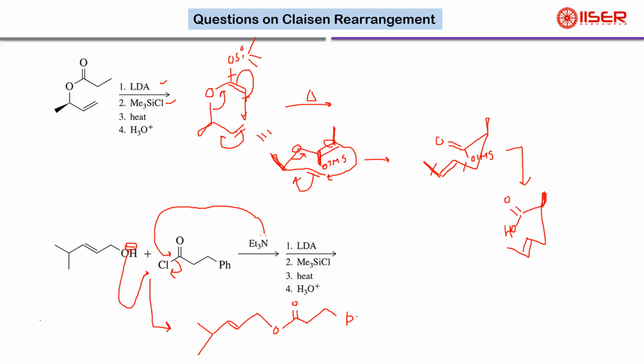In the next step, if you add LDA and TMSCl, what will happen? In a similar way, there will be a double bond at this place and it will be OTMS. Now it's a substrate for Claisen reaction. So this goes here.